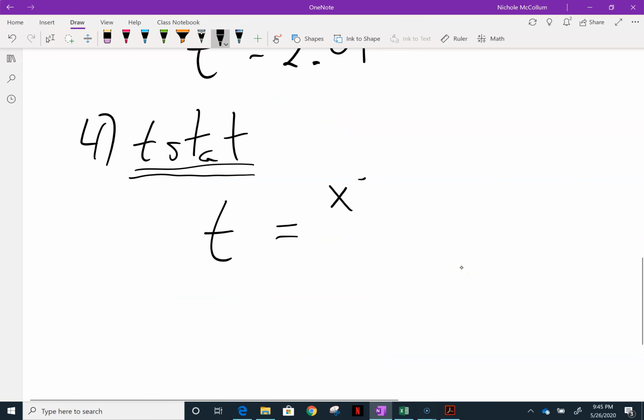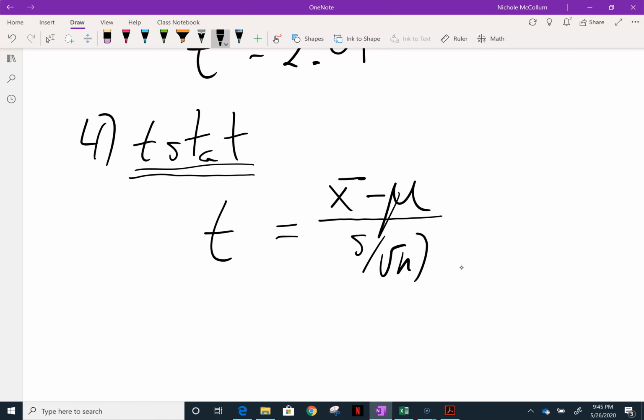It is going to be x bar minus mu. And yes, M and x bar to me are the same thing. M mean, x bar sample mean are the same thing, okay? Divided by s over radical n. That's your test statistic. All these numbers, x bar, s, and n, are your sample. You're comparing your sample to the national levels. That's what you're doing. Your sample compared to the national statistic.